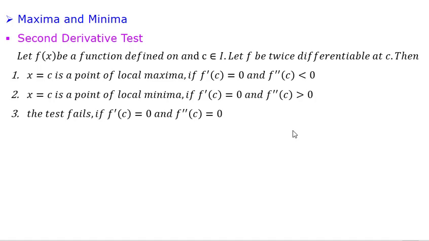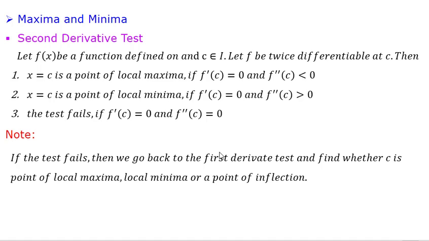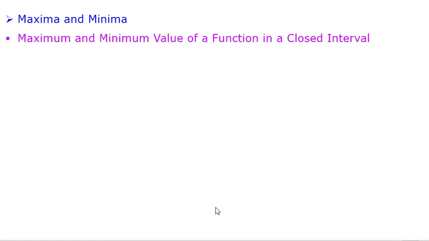The test fails if your first derivative is 0 as well as the second derivative is also 0 at point c. So in case the test fails here, what do we do? We utilize the first derivative test to find the maximum and minimum value. If the test fails, then we go back to the first derivative test and find whether c is a point of local maxima, local minima, or a point of inflection.